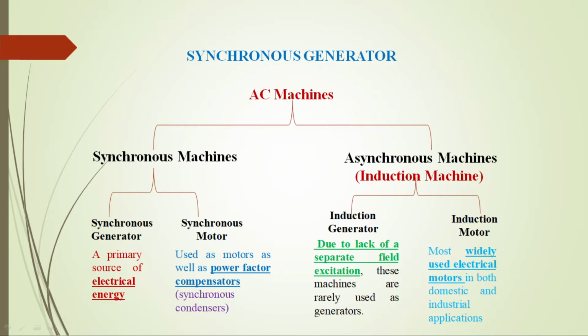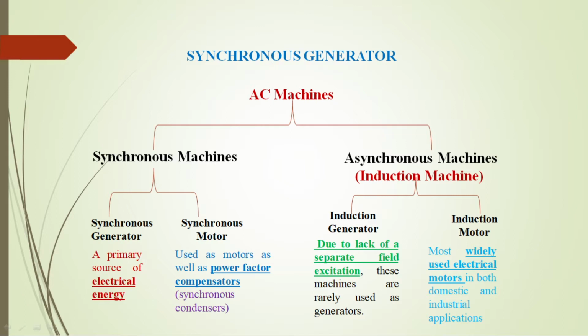So what is a synchronous generator? It is a machine which gives electrical energy as output and takes mechanical energy as input. And this synchronous generator and motor will run at a speed called synchronous speed. Now what is a synchronous motor? A synchronous motor converts electrical energy into mechanical energy, and it can be used as a motor as well as a power factor compensator, or you can call it a synchronous condenser.